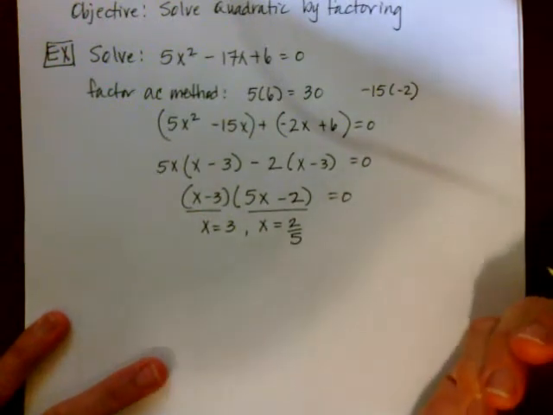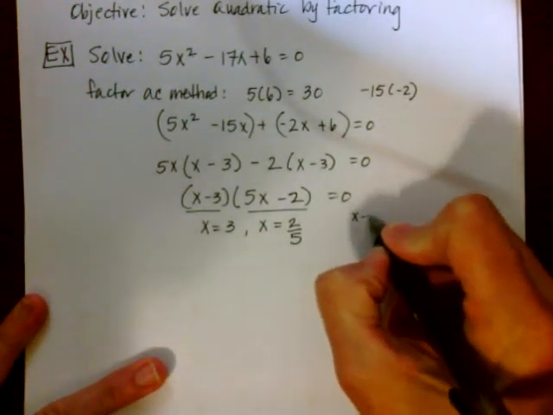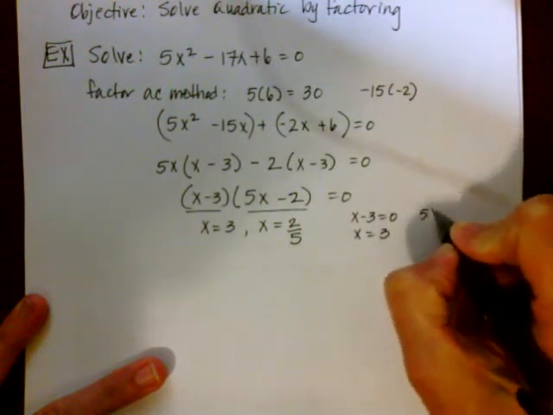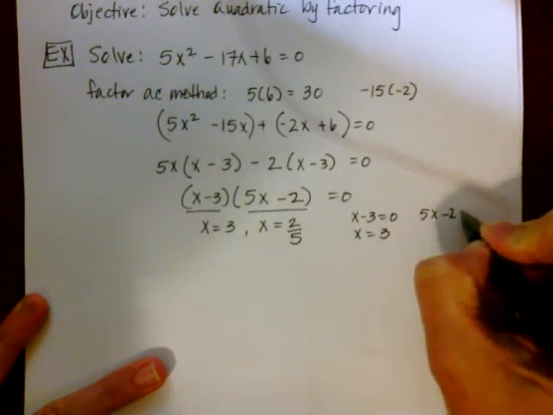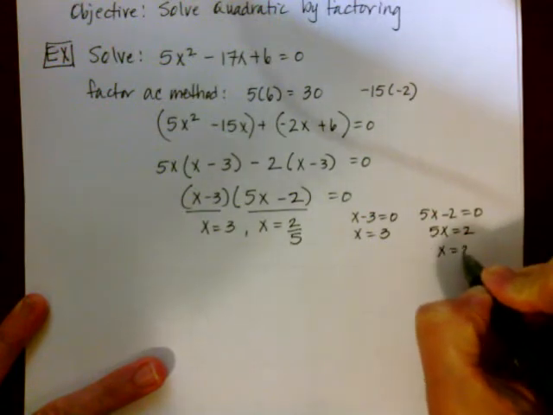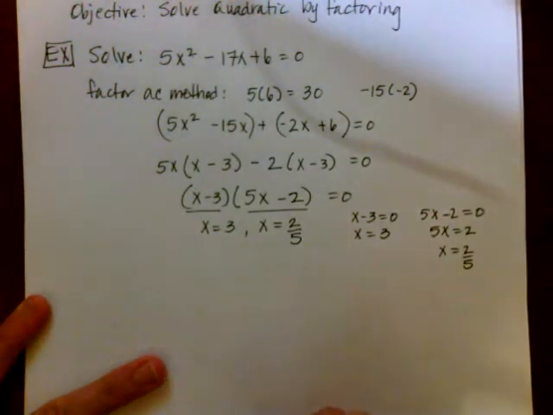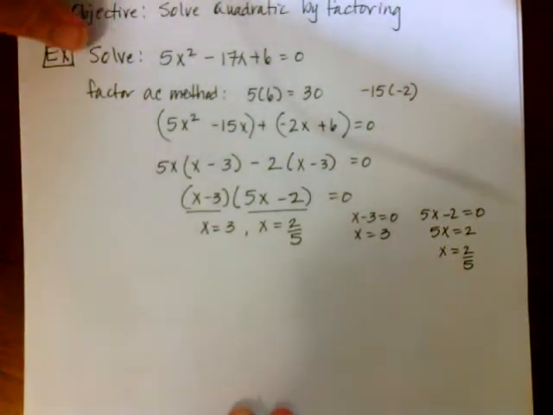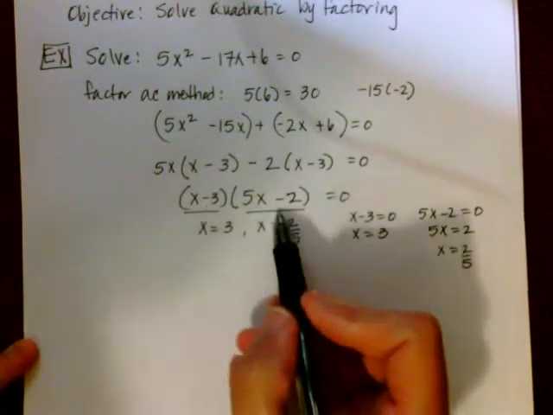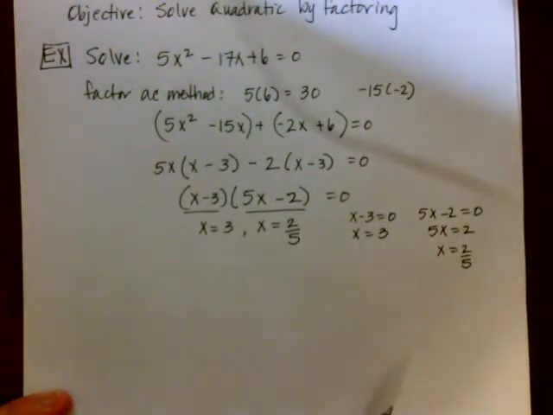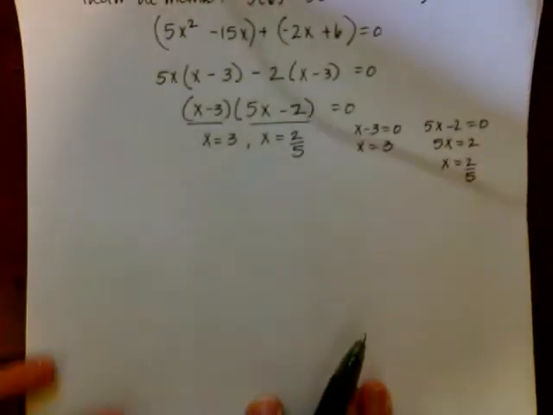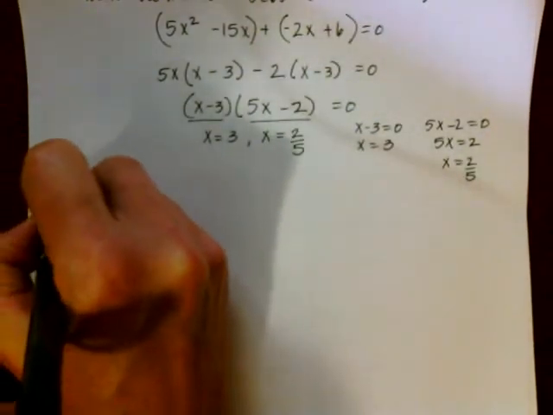If you need to show your work for these, you can, which would be x minus 3 is 0, so x is 3, and 5x minus 2 is equal to 0, 5x equals 2, and then x is equal to 2/5. Whatever works best for you is fine. I tend to not show my work at this step because the equations are very simple, but if you need to do that work, then you should do that work so you don't make mistakes. All right, so let's move on to another example.